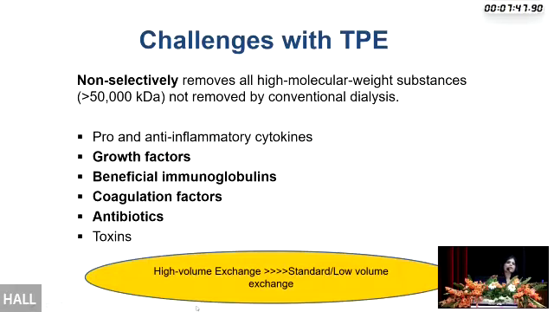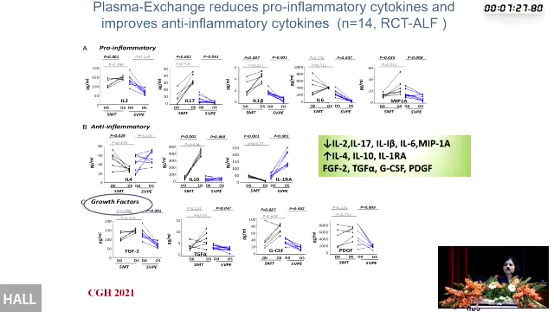That's why the choice of technique matters. If you use a high volume technique, with more volumes there are more challenges in removing these factors, more problems with the volumes, and more challenges which you face. So a low volume or standard volume technique is better when you're doing plasma exchange in patients with acute on chronic liver failure. This is the data for acute liver failure.